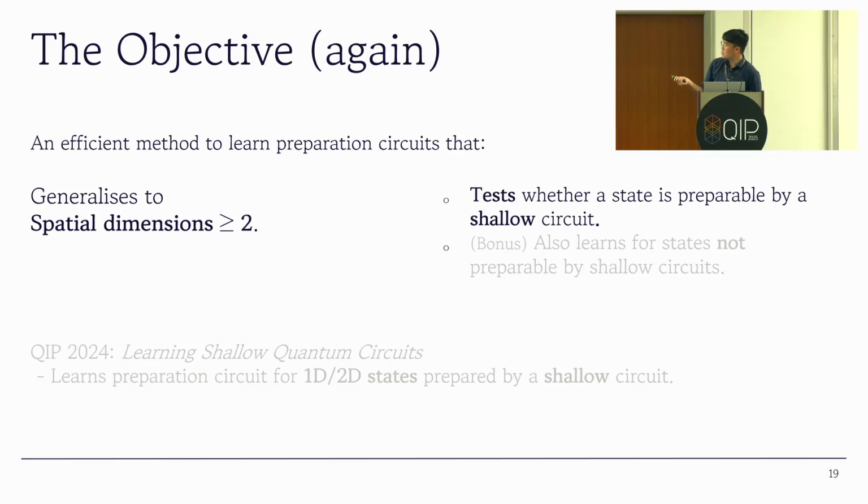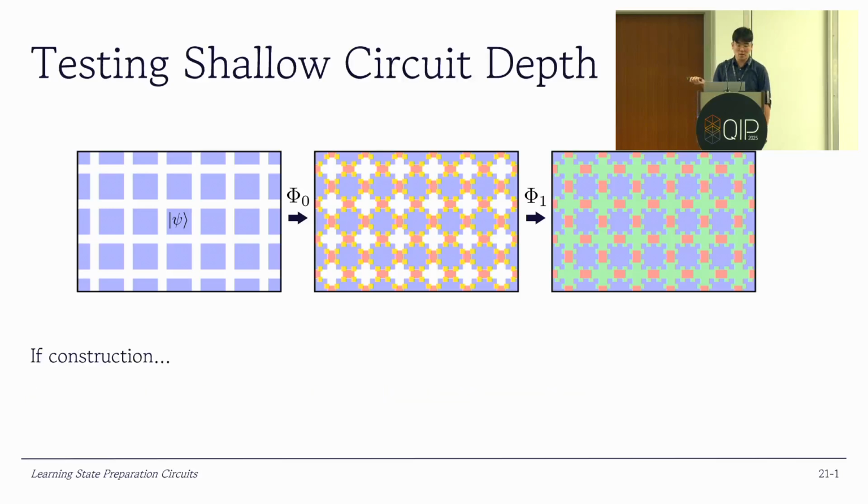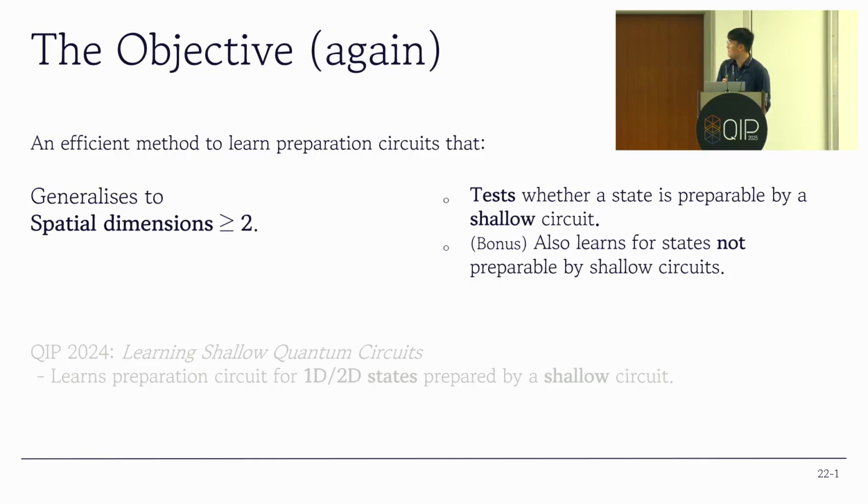Once again, the question that we considered previously was whether this problem is generalizable to dimensions 2 or above and tests whether a state is preparable by some shallow circuit. So all we have to do for 2 plus lattices is just repeat this for analogous K-cells rather than the two-dimensional example that we discussed. And just like the previous first method, if the construction succeeds, we indeed have a shallow circuit. Otherwise, it fails, like so. We have some more rigorous arguments about this as well.